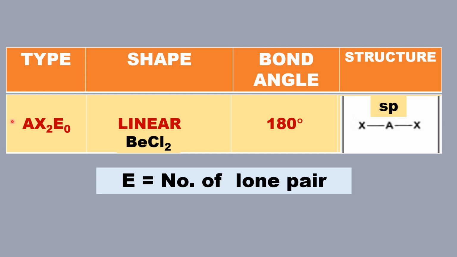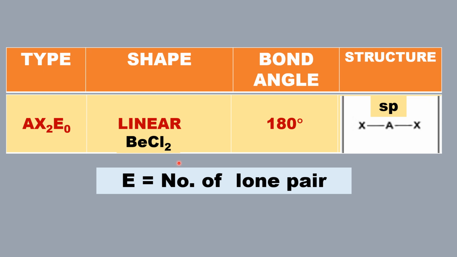Okay, so far we have considered only bond pair, the molecules with only bond pair. Let us consider molecules with the bond pair and lone pair. Okay, now let us take the first type. In first type, AX2E0. What is E? E refers to number of lone pair. E0 means there is 0 lone pair.